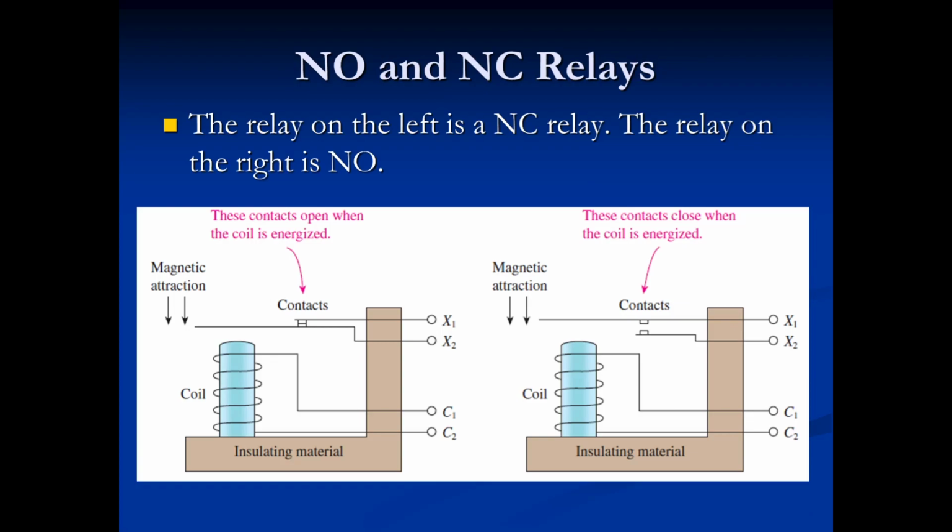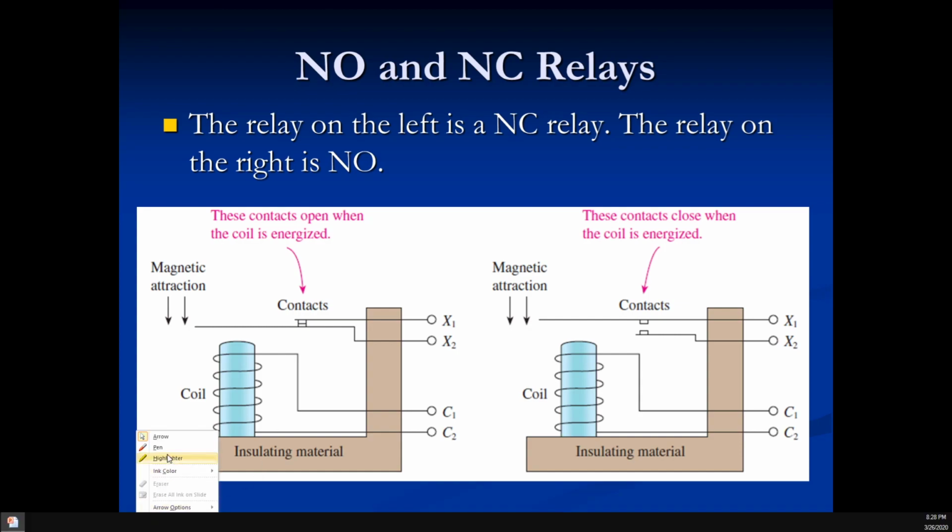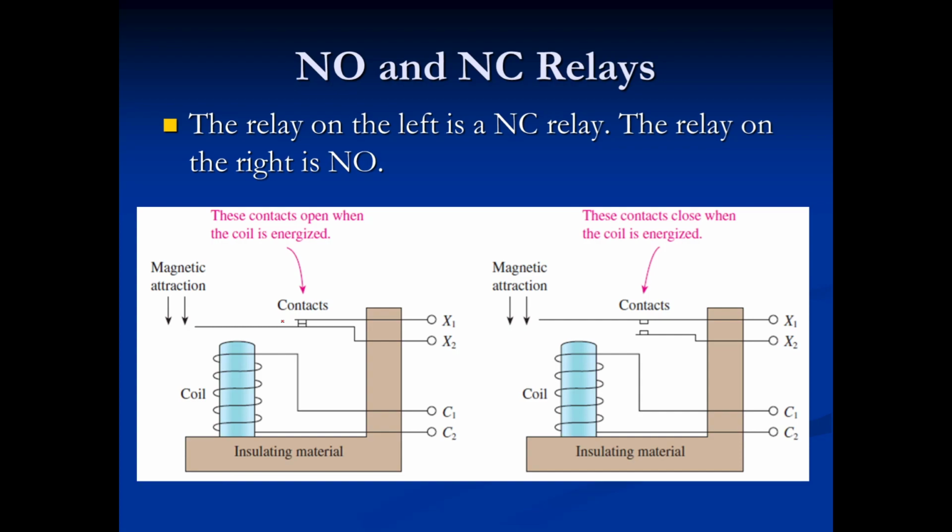So here's a diagram showing how these relays actually work. On the left here you have a normally closed relay. We'll start with this one. Right now it's in its default state. You can see the two contacts here are touching. The switch is closed. So now X1 is connected, or short-circuited, to X2.